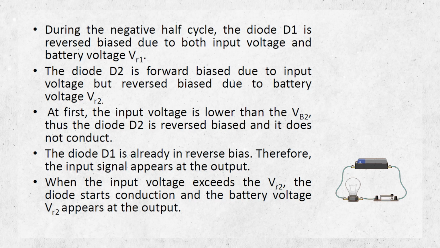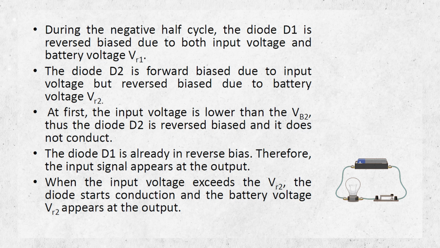During the negative half cycle, the diode D1 is reverse biased due to both the input voltage and the battery voltage VR1. So, when the negative half of the cycle starts, D1 will be in the reverse bias condition due to both the input voltage and also the battery voltage. So, during the negative half of the supply, D1 will act as an open circuit.